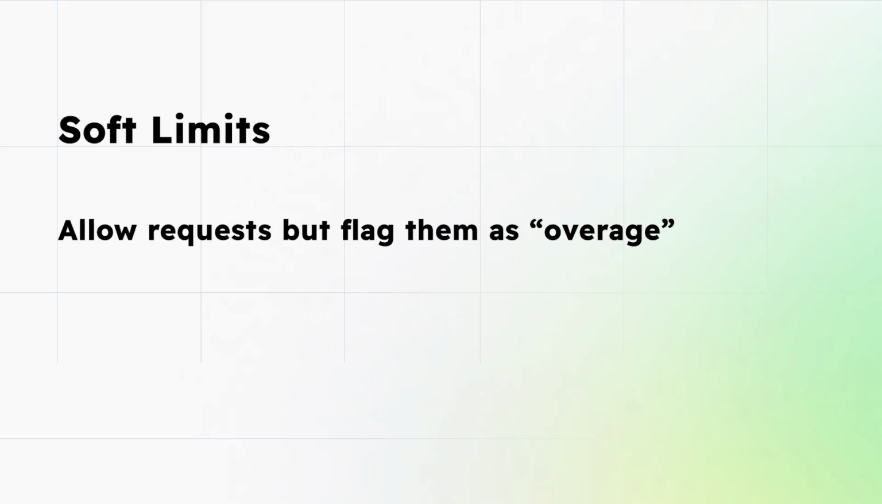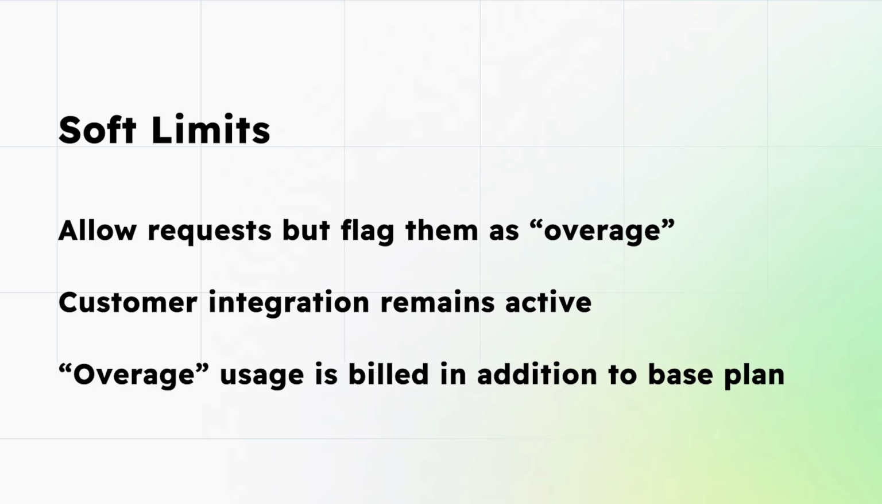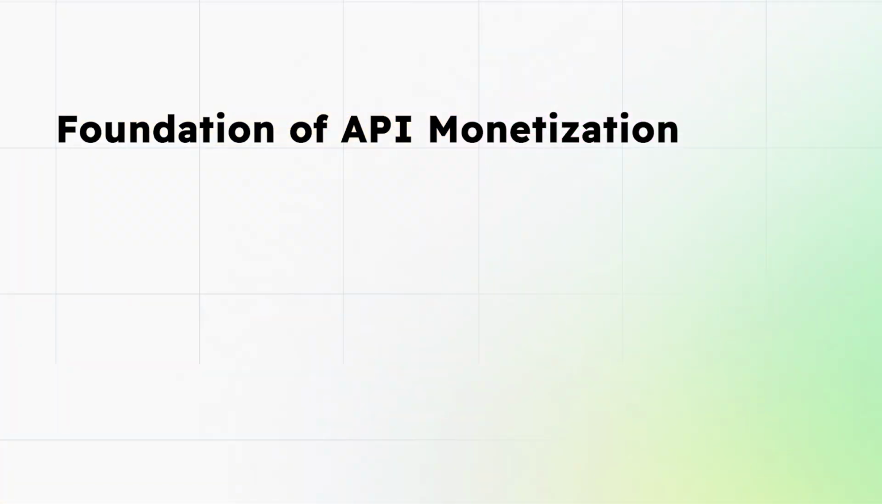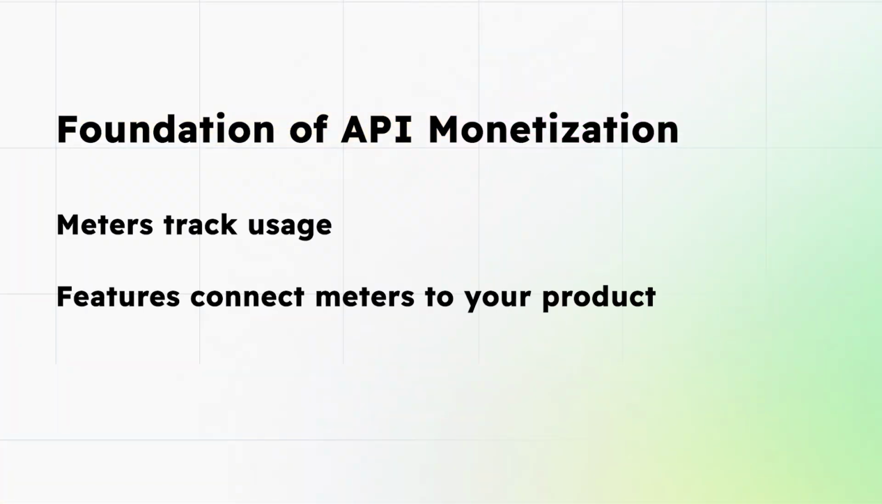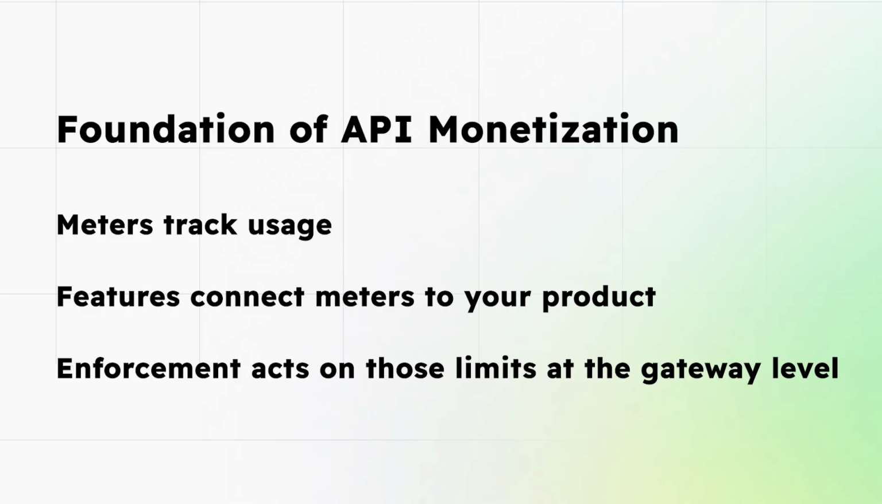Soft limits allow the request, but they flag it as an overage. So the customer keeps working and then you bill them for that extra usage at the end of the period. It's definitely friendlier for sure, but it carries the extra risk of customers racking up charges that they can't or won't pay for, or that might actually end up being kind of unexpected. Most mature API products, however, do use both. Typically, you'll find hard limits on free plans, and you'll find soft limits on any kind of paid plan with overages. That's the foundation. Meters track usage, features connect them to your product, and enforcement acts on those limits at the gateway.